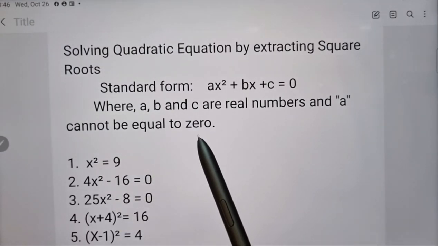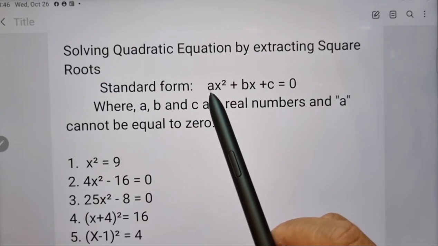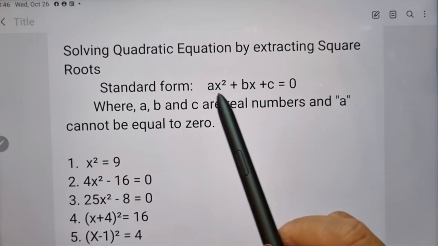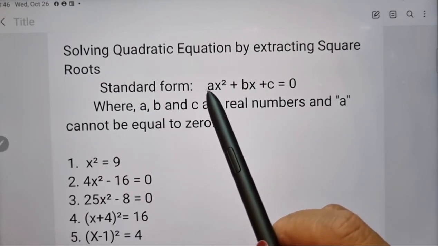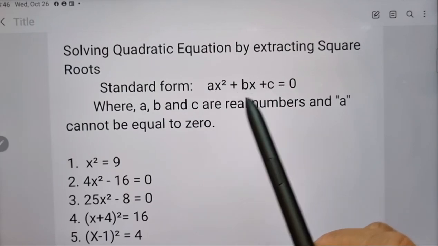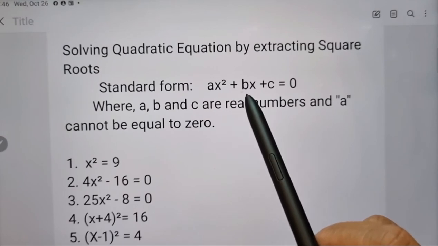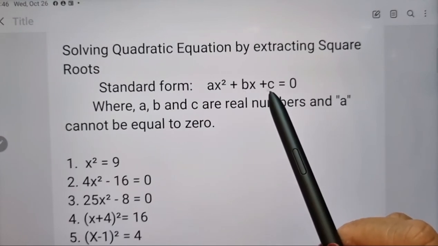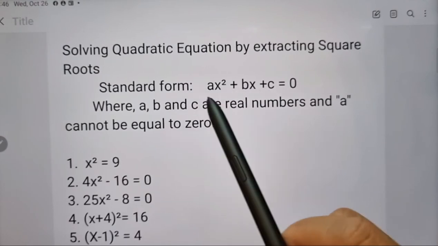So, bakit hindi pwedeng maging 0 ang a natin? Kasi pag ang a natin ay 0, mawawala na yung ax squared. So, hindi na siya quadratic, magiging linear na. So ngayon, ang ating b and c ay pwedeng maging 0, but not a.